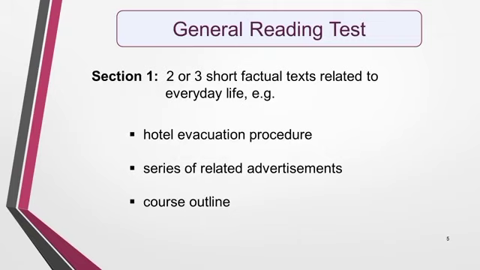The structure of the general reading test is slightly different. Again, there are 3 sections, but the first 2 contain several short texts rather than one long one. Section 1 will include text related to everyday life. For example, it could be a hotel evacuation procedure, a series of related advertisements, or a course outline.